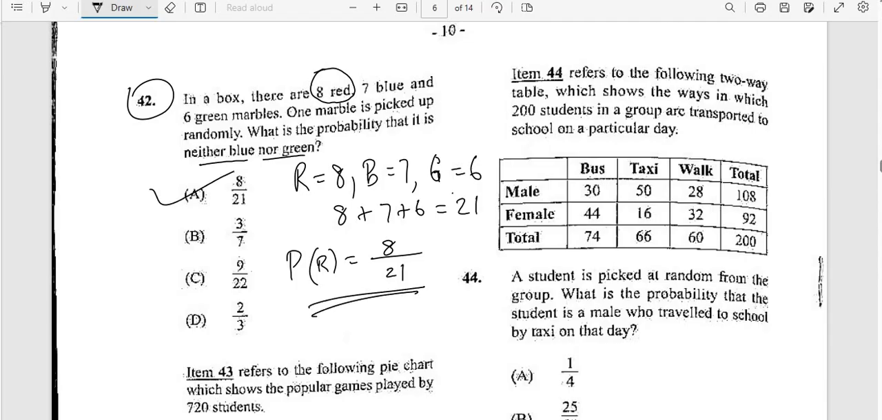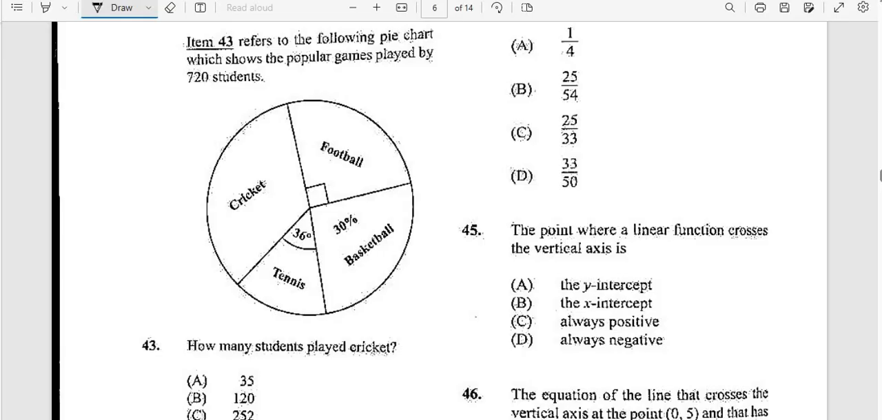The answer is A. Now for 43, we're seeing that we have 720 students in total, right? 720 students who played some popular games. Now, we're looking at this pie chart, and we want to find out how many students played cricket. If you look at this, we can't tell the angle here. There's no way of knowing that just by looking at it quickly. I mean, we could guess, but I don't think that would necessarily help us.